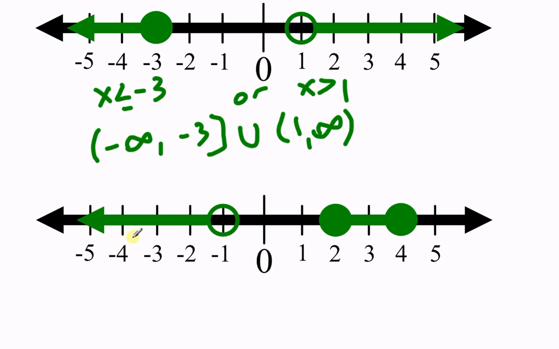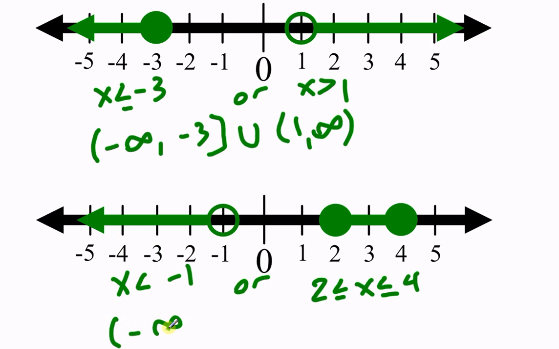The final one here, this one's similar to that part up here. In inequalities, it'd be less than -1. This group's a compound, so 2 less than or equal to x, less than or equal to 4. And you'd say it's less than -1 or it's this group. If you put that in intervals now, you'd say, well, this is -infinity up to -1 with a parenthesis, union, this should be a bracket, 2 to 4 with a bracket there as well.